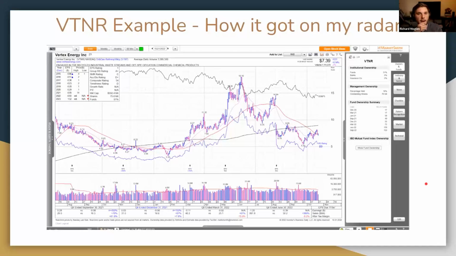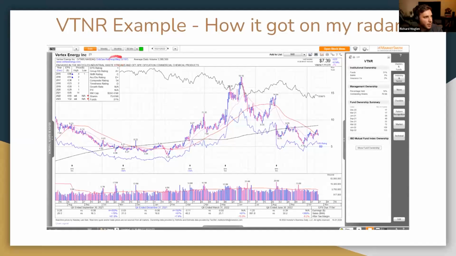Okay, so I've talked a lot of theoreticals. Let's talk through the 4-step process and use an example of a trade I did earlier this year, VTNR. First, how did it get on my radar? Well, it's one of the strongest stocks in one of the strongest groups at the time, which is the oil and gas theme. It's in oil and gas refining.